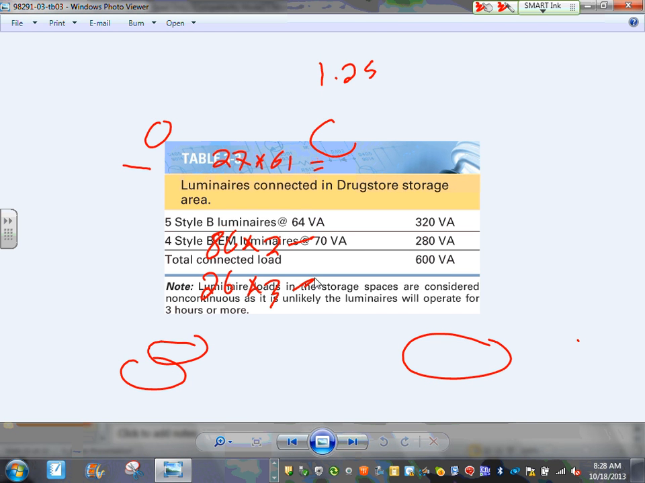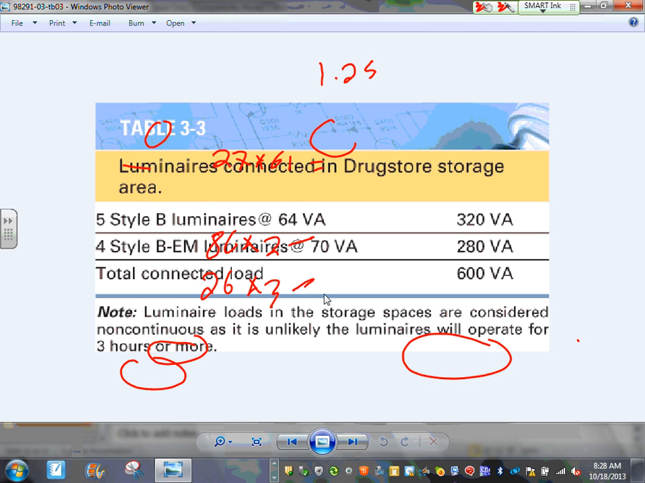Okay, so that's for your lights. Same thing, guys, all these calculations. Then you add the total volt amp for each light.